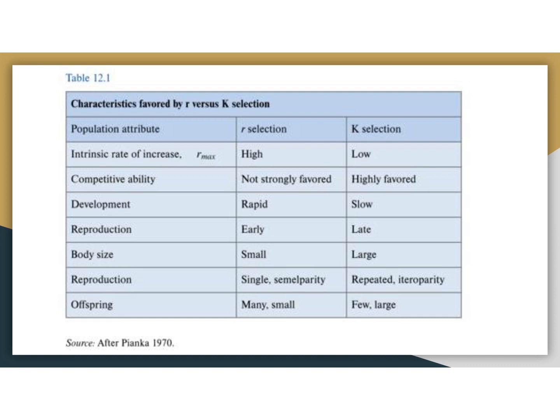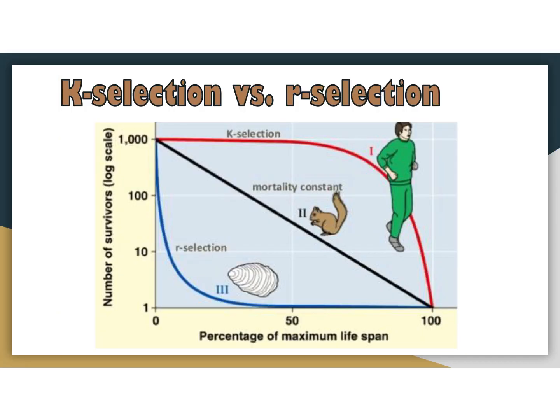Iteroparity and semelparity kind of go along with r selection versus K selection. You can see that they're very similar. So for example, in r selection you're going to have early reproduction, whereas in K selection you're going to have late. So humans, for example, are K selected. In r selection, you're going to be semelparous. You're going to reproduce once. K selection is that iteroparity. r selection is where you have many offspring, most of which will not survive. And then K selection is where you're going to have a few large offspring that you take care of.